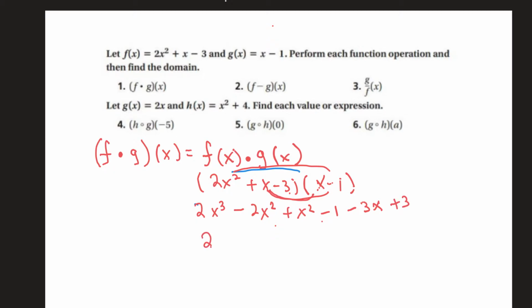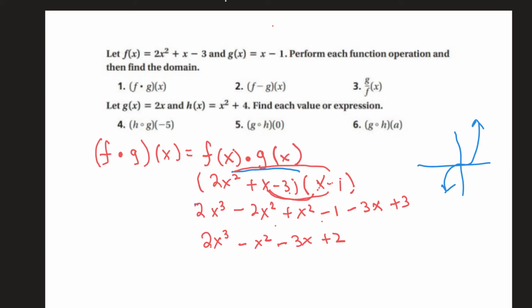So I have 2x to the third power minus x squared, and of course the next term will be minus 3x, and then you have plus 2. So the product of f and g is going to be 2x cubed minus x squared minus 3x plus 2. And if I go to Desmos, you will get a graph that looks like this.